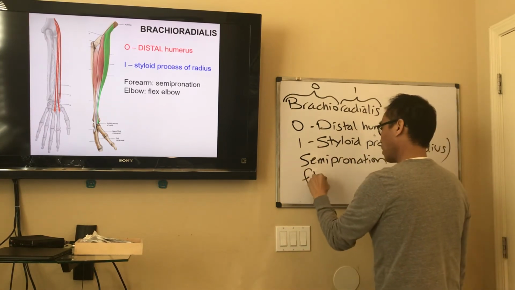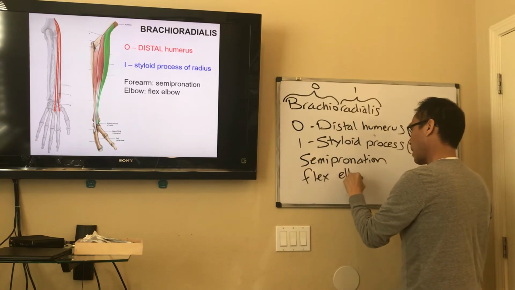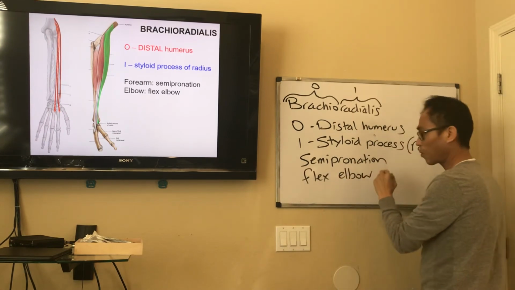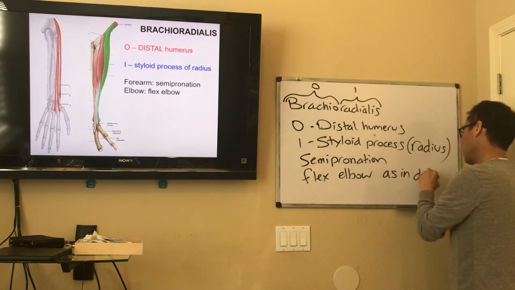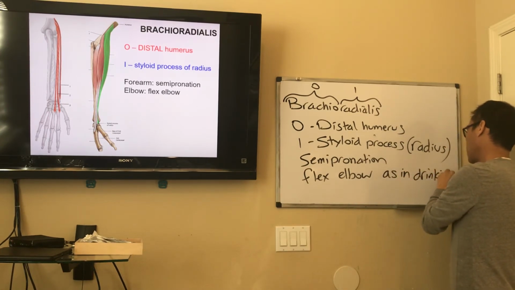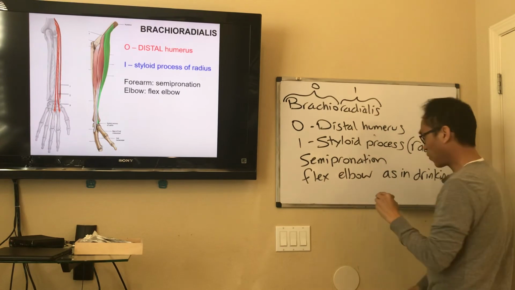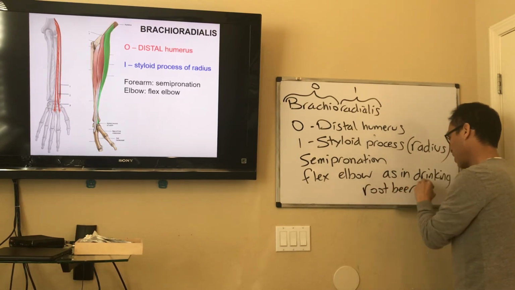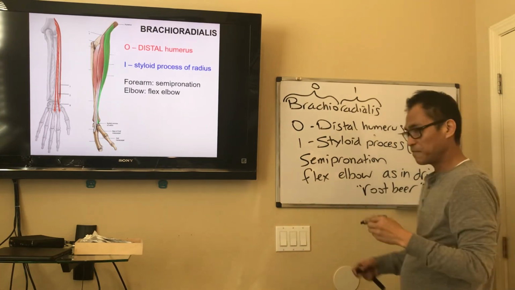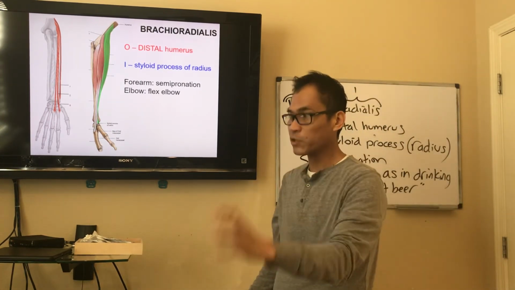Semi-pronation, flex, elbow, in that order, as in drinking root beer, or beer if you're old enough. That's the funny anatomy thing, it's your beer drinking muscle.